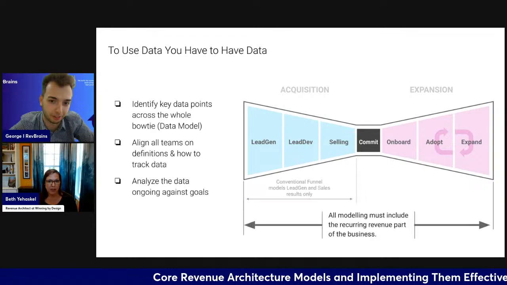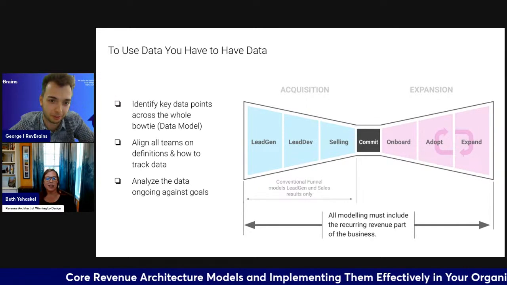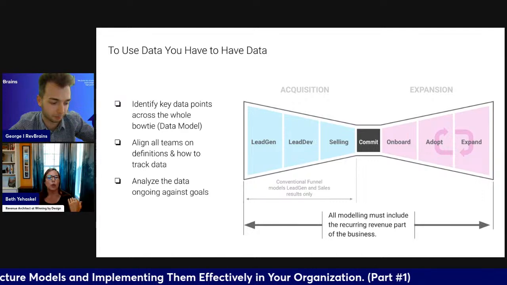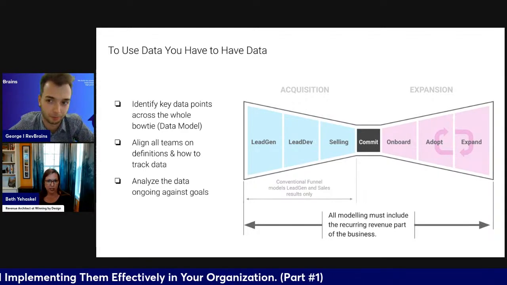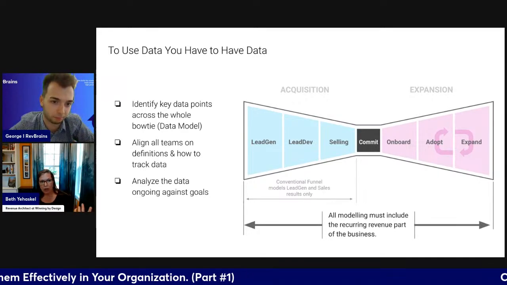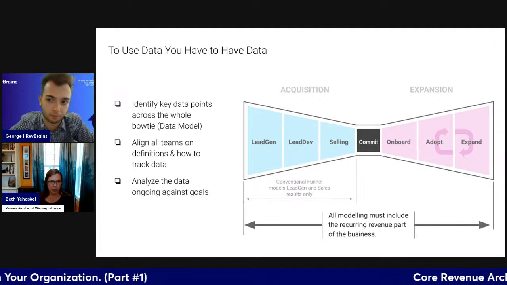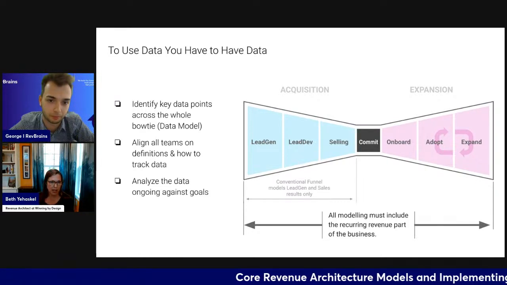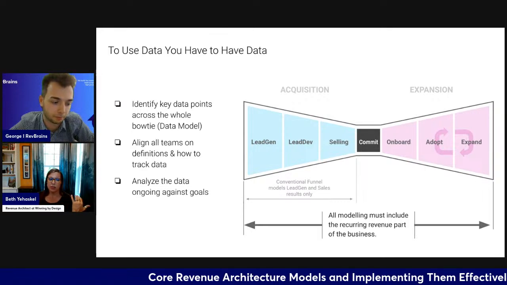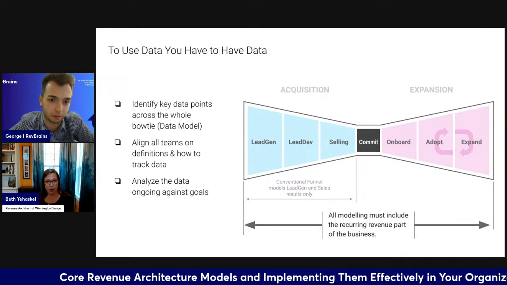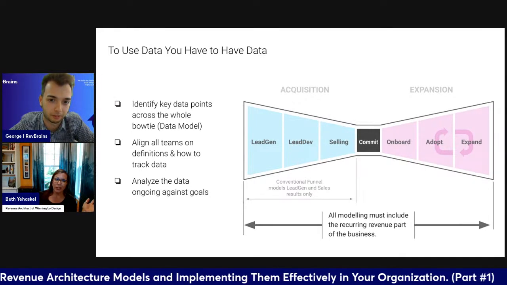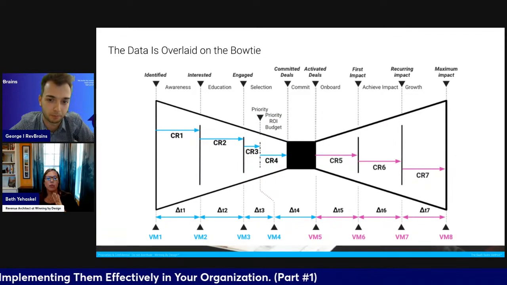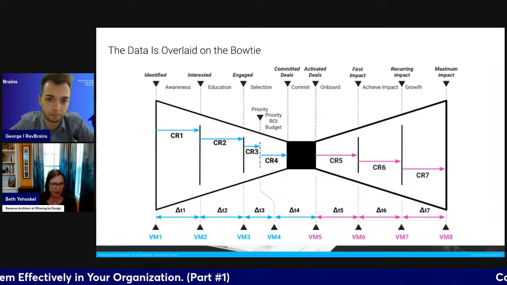The second part of the data model, though, is this idea of making sure that you're using the data. So as you look across your customer journey, starting with all your marketing activities and all the way through, you want to make sure that you're identifying key points across the whole bow tie. And everyone, especially in the leadership team, is thinking about this the same way. And you're not overly indexing on just the left side. And you want to make sure that you have the right data points that you're measuring.